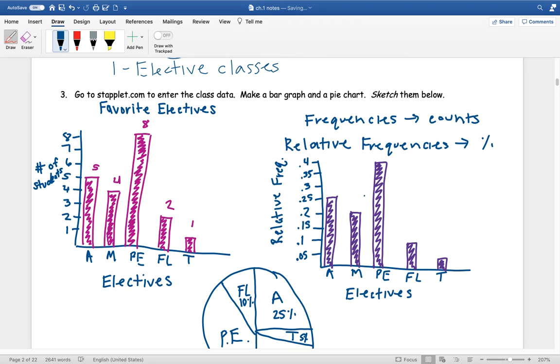Now, if you look here at the relative frequency graph, I labeled my y-axis, and I labeled my x-axis. But then I did it by the relative frequency. So I did it as decimals. So art was 0.25. And you can put that above here, 0.25. Music was 0.2. PE was 0.4. Foreign language was 0.1. And technology was 0.05. So you can put those above there so you know exactly where it's going to and what it's supposed to show.